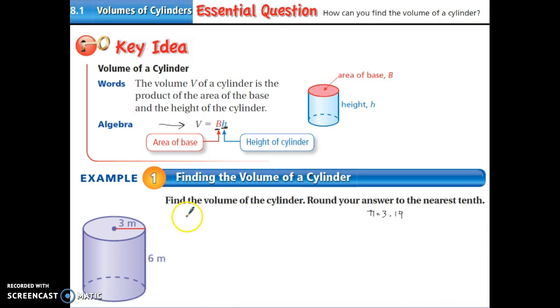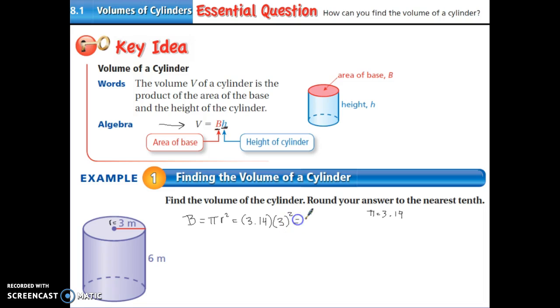First, I'm going to find capital B, which is the area of the base of the cylinder. Since the cylinder has a base that is a circle, this base right here can be found by using the formula pi times radius squared. Pi is 3.14, so I'll go ahead and plug that in for pi. And according to this diagram, my radius is 3. So pi, 3.14, times 3 squared.